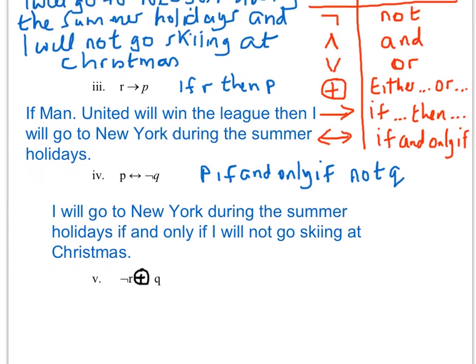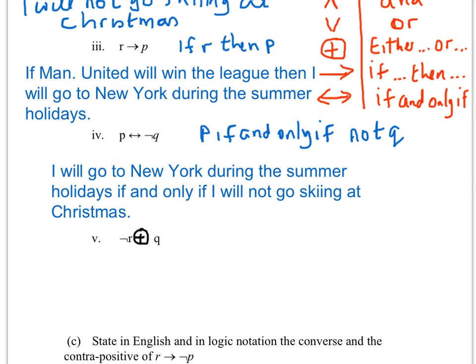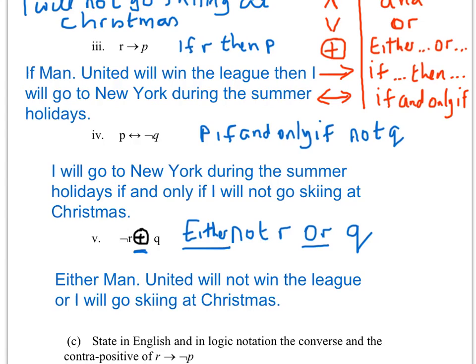And the solution to part 5 of the question will read: not R, and this is the exclusive or, Q. So it's going to read either not R or Q. So the either-or is the symbol here. And the solution will read: either Man United will not win the league or I will go skiing at Christmas.